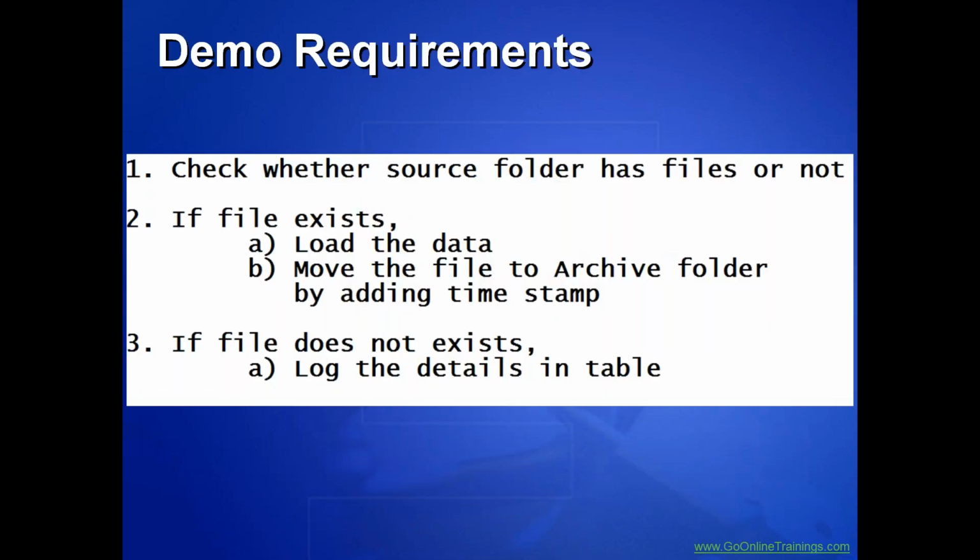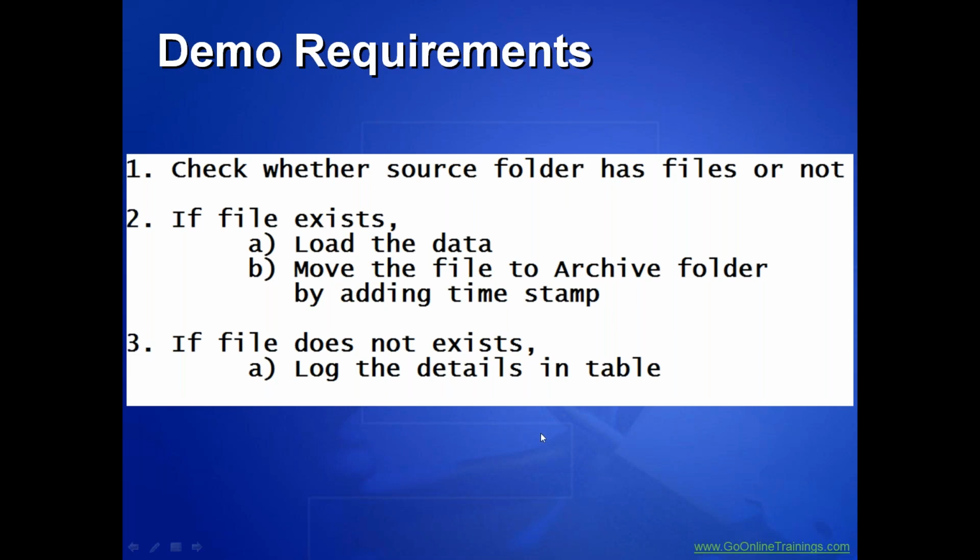Clear, guys? So check whether the source folder has files or not. If the file exists, load the data from the file to the destination table. Move the file to the archive folder by adding a timestamp. If the file does not exist, log the details into the table. So you need to create one more table called a logging table and you have to implement this. So this is what we're going to be implementing today.